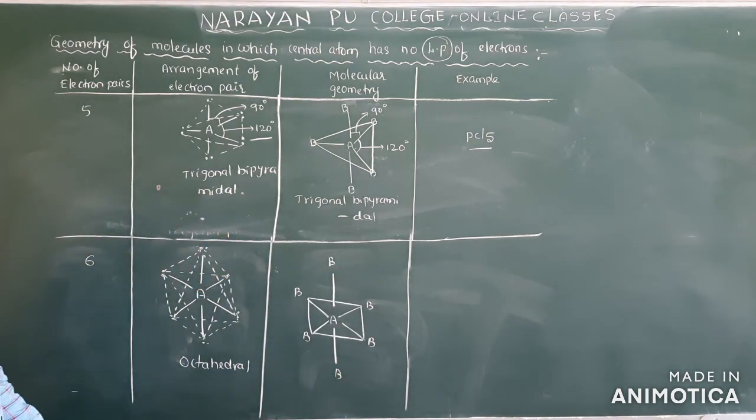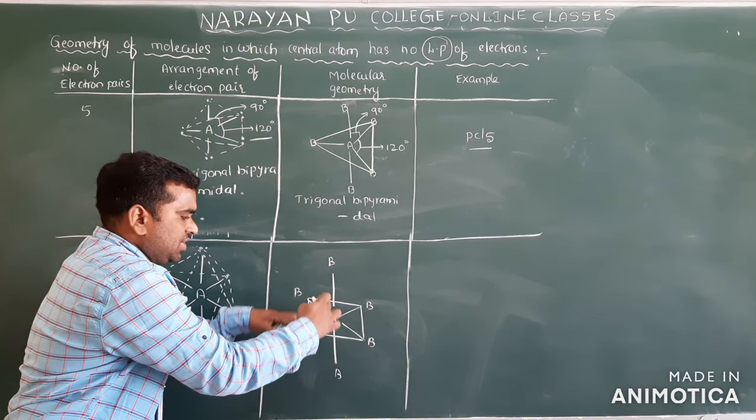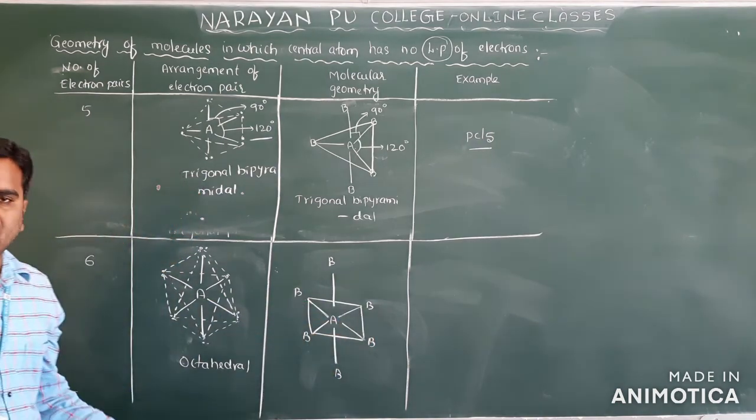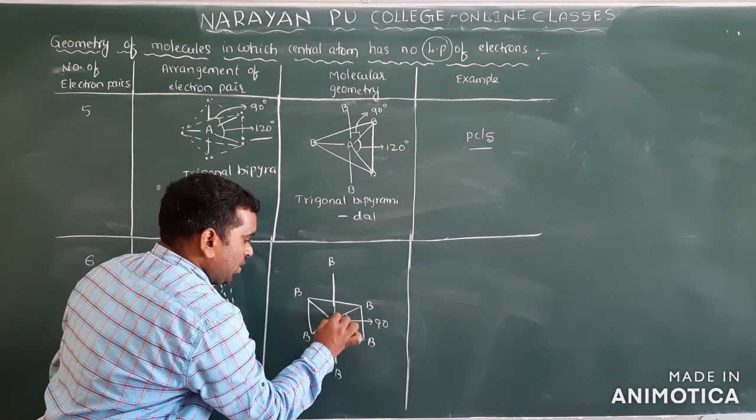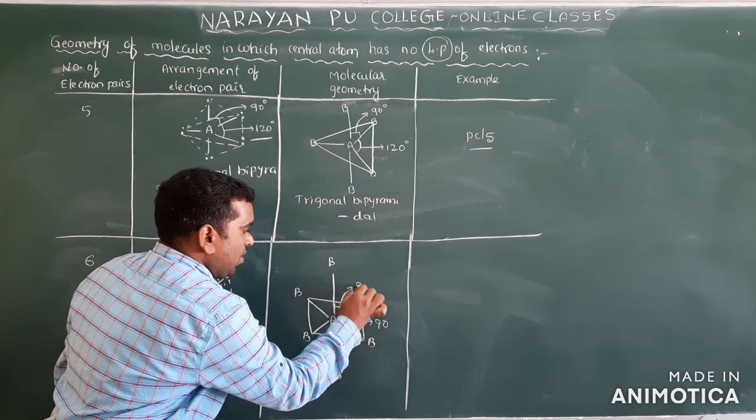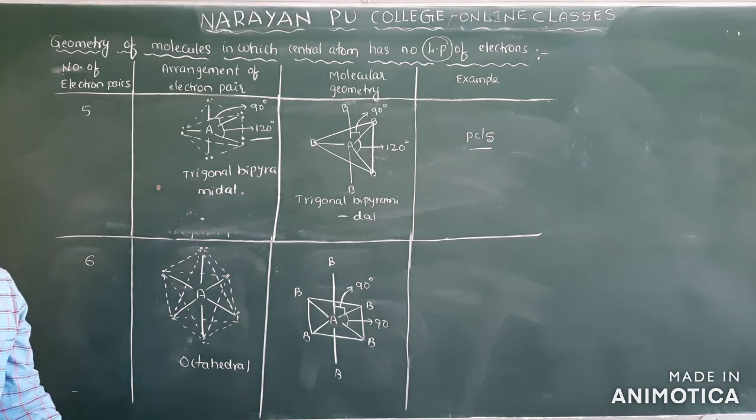If you see here, in all cases it is a square plane. It is a square first of all. Square means what is the angle? 90 degrees. If you take here, what is the angle? 90 degrees. Here also, what is the angle? You see, one 90 degrees. All angles are how much? 90 degrees. Okay. Clear, no?